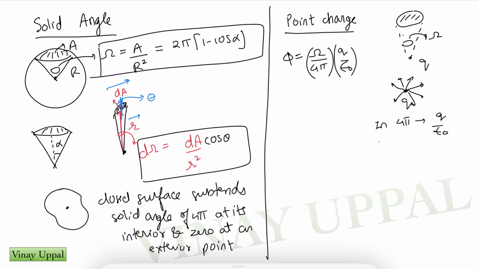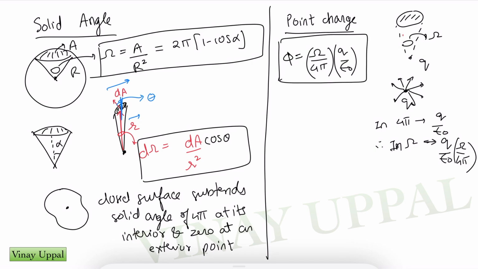So just use the unitary method. Therefore, in a solid angle of omega, what will be the flux? The flux would be q by epsilon naught times omega by 4 pi. And that's how you can remember this formula. It's a useful formula to calculate the flux due to a point charge.